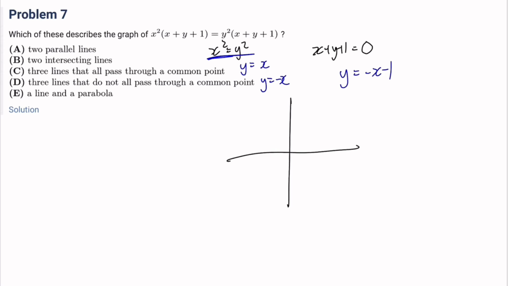So graphing these briefly, we can say that y equals x and y equals minus x are going to be like this and like that, going through the origin. And then y equals minus x minus 1, that's going to be like this. And so there are 3 lines that do not all pass through a common point. That is just D. It's D.